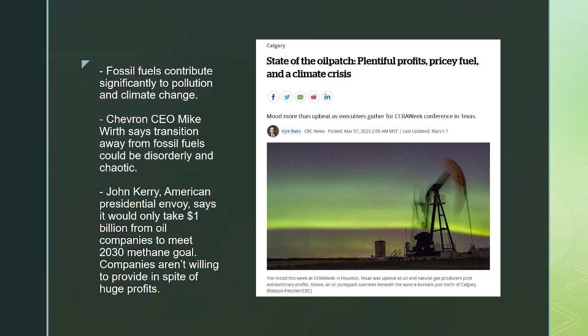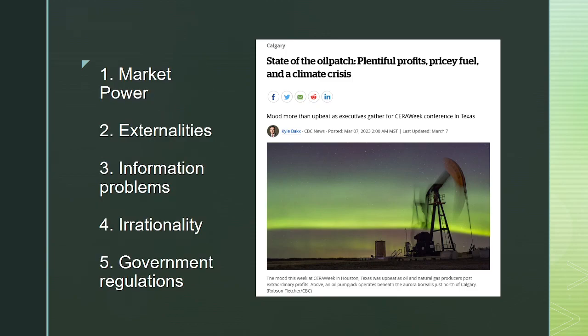In the article, fossil fuel industry representatives like Chevron CEO Mike Wirth express some reluctance to transition away from fossil fuels. Additionally, it's stated that with $1 billion, oil companies could meet the 2030 methane goal. Unfortunately, many companies claim they simply don't have the money in spite of huge profits. Based on the information we have, which source of market failure do you think this is?